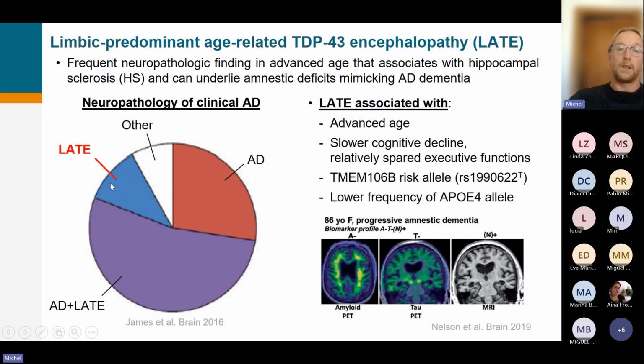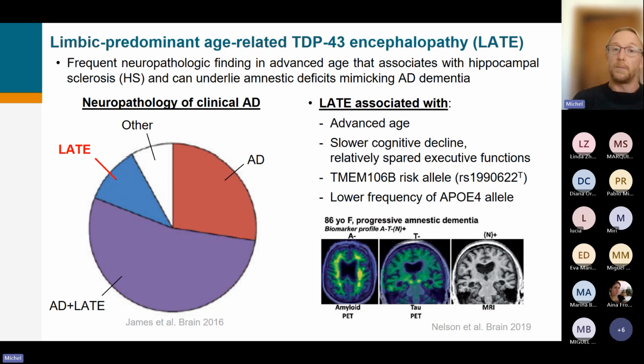who do not have AD pathology, but have LATE as the single underlying neurodegenerative pathology, the single proteinopathy found in these individuals, probably causing their dementia syndromes. Unfortunately, this is really hard to diagnose in the clinic because they cause the same clinical phenotype. And so it would be nice to use biomarkers to be able to diagnose this condition during lifetime.